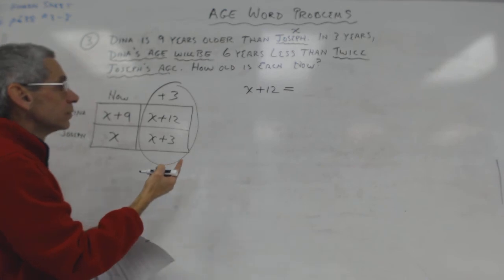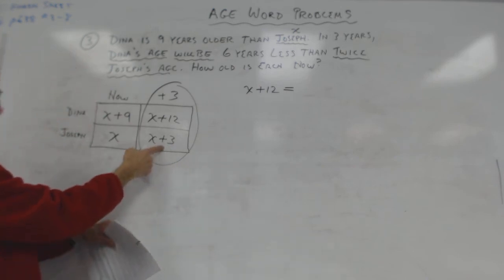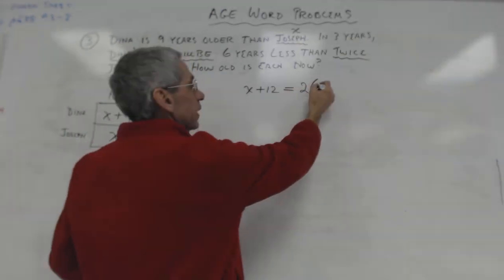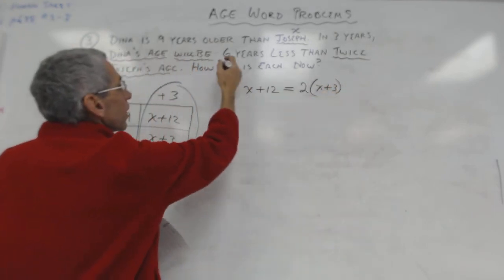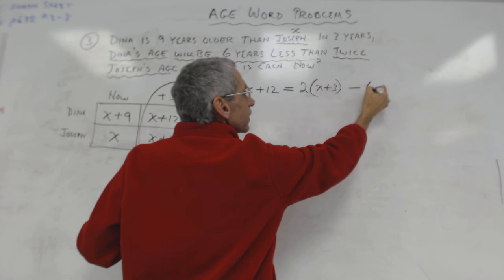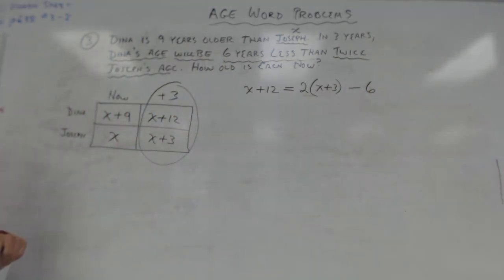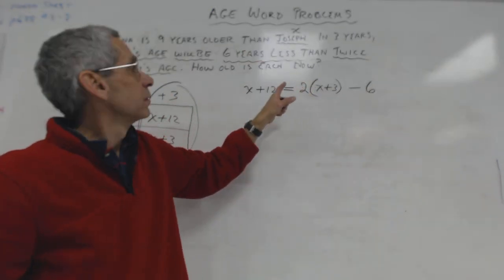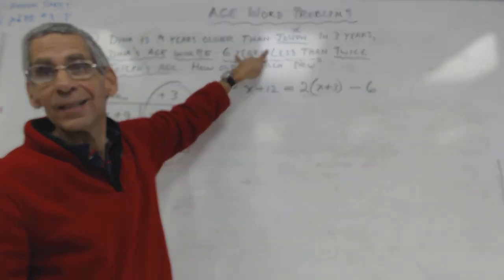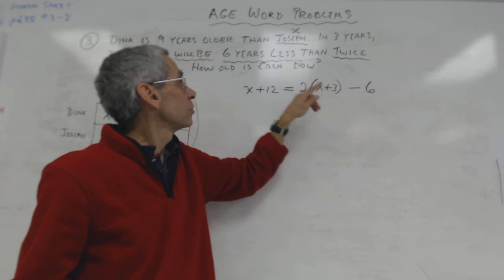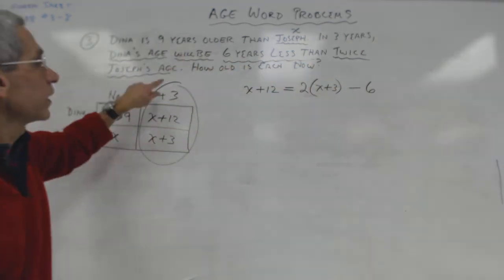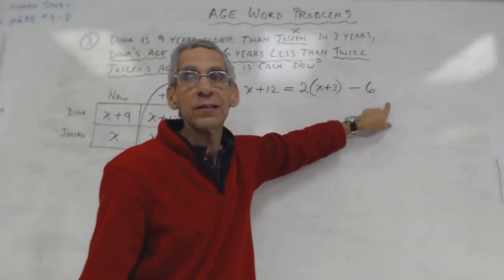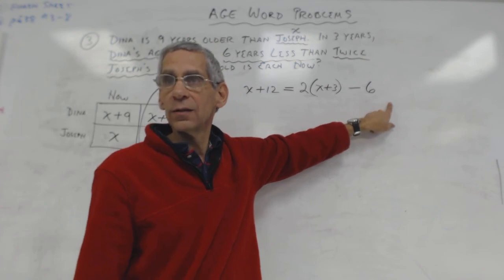What's twice Joseph's age? Twice is 2 parentheses, that's 2 times, right? X plus 3. You with me? And then I've got to do the 6 years less than. Minus 6 at the very end. Did you follow me? You don't want to write 6 minus and then do twice this. You want the 6 less than at the very end, far right. So I'm going to write twice Joseph's age. Twice is 2 times, 2 parentheses. Joseph's age is X plus 3. Now I put my minus 6 over here. Do you understand that?